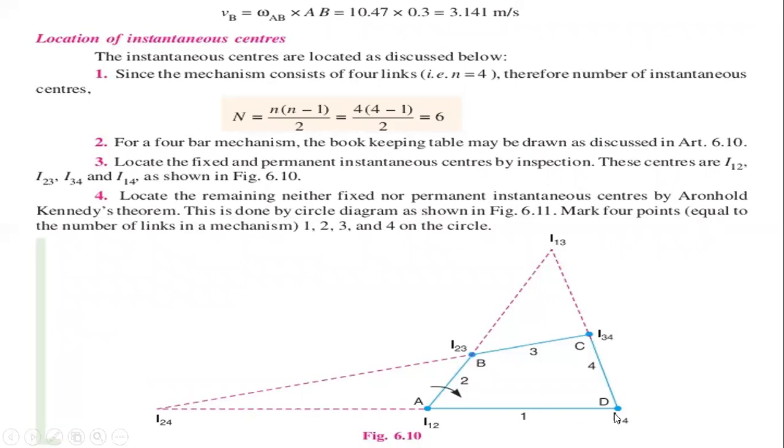Every link we are going to extend to some extent, and the link BC also we are going to extend to some extent. From the extended links, we get the intersection, and the instantaneous center is found as I24.